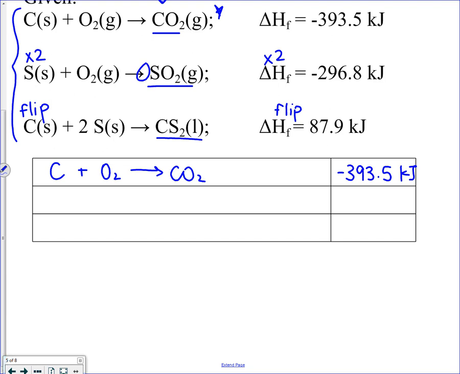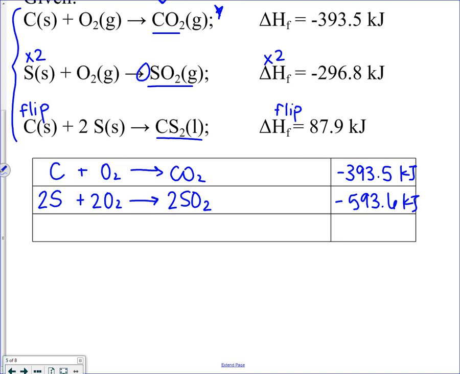My second equation, I multiplied by 2. So I'm just going to have a coefficient in front of all of them. 2 moles of sulfur plus 2 moles of oxygen gas yields 2 moles of sulfur dioxide. And because I doubled the equation, I again need to double my heat of the reaction. And so I get negative 593.6 kilojoules.